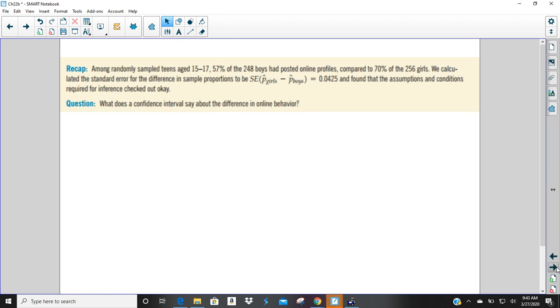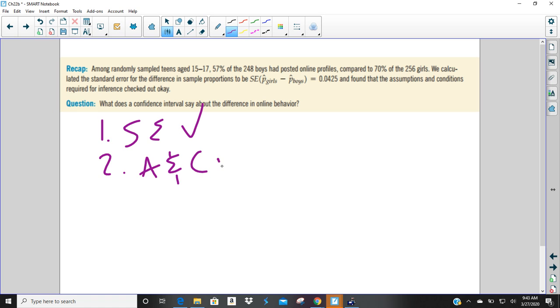All right, you can pause if you need to. I'm moving on. So let's do an example, and then we're going to have a big example to do in one moment. So then they say, what does the confidence interval say about the difference in online behavior? We already did our standard error, check. We already did our assumptions and conditions, check. So now we're going to do a confidence interval. Okay, so let's go ahead and do that.